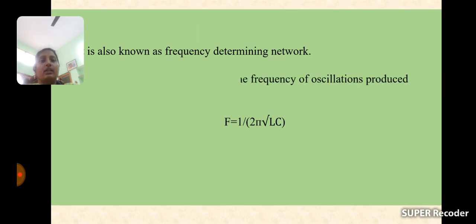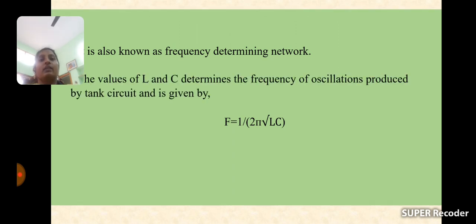And see here, the frequency of oscillations will depend upon the capacitor and inductor values. So at what condition will it produce oscillations? When the frequency of the tank circuit is equal to the frequency of the incoming signal, only at that moment the circuit is going to start oscillations, because the frequency depends upon the inductor and capacitor.